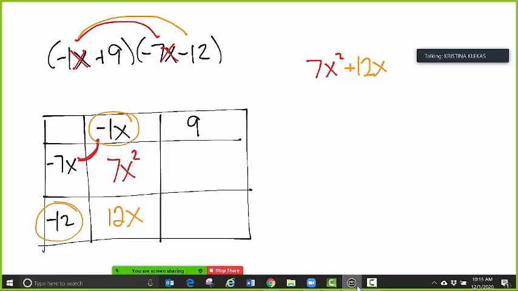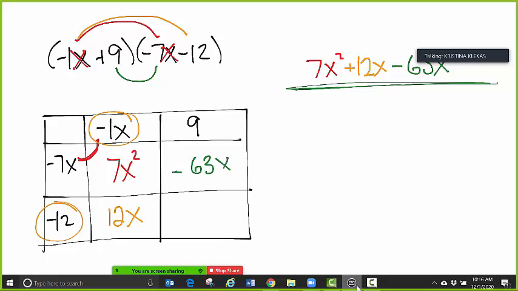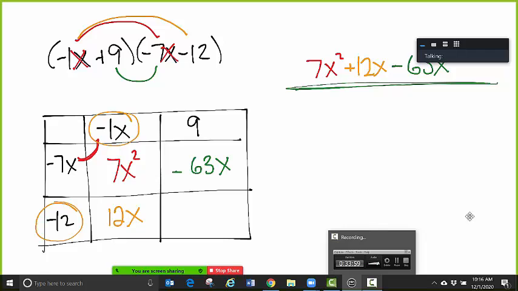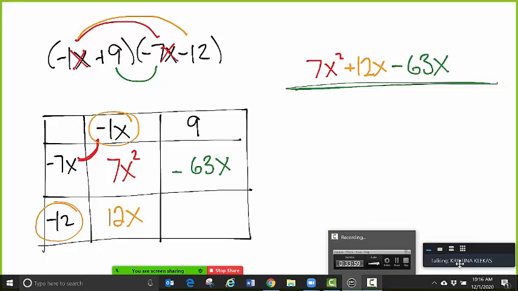Then we have 9 times 7. Okay, that's negative 63x. Again, you don't have to write this side if you're using the box. And then lastly, 9 times negative 12, which is negative 108. So this is what we've done before, but without the box.